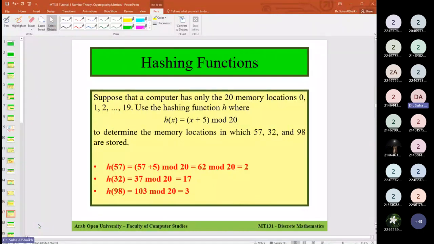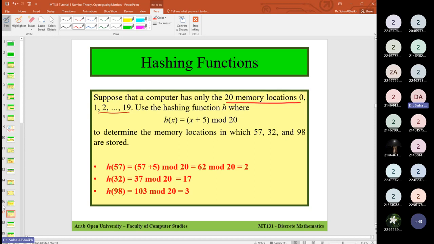Now, one example of the hashing function is the storing memory locations, the storage memory locations in a computer. Assume you have a computer and in this computer you have 20 memory locations, just like we had 26 letters there, and the hashing function here is about memory locations. How many of them do I have? I have 20 of them. They are numbered from 0 to 19, like the letters there that were numbered from 0 to 25.